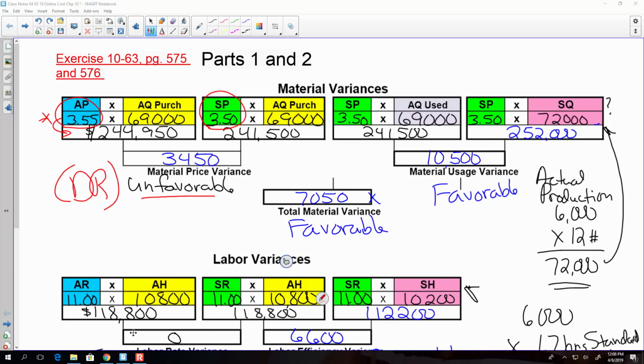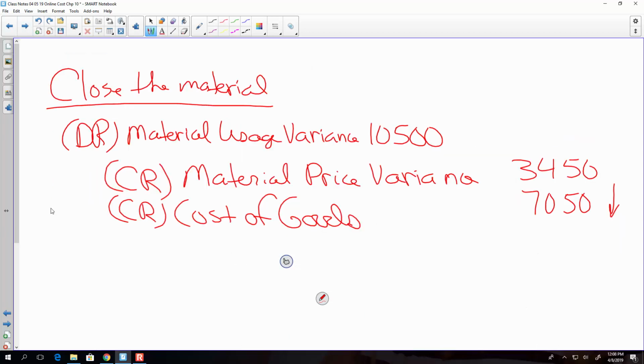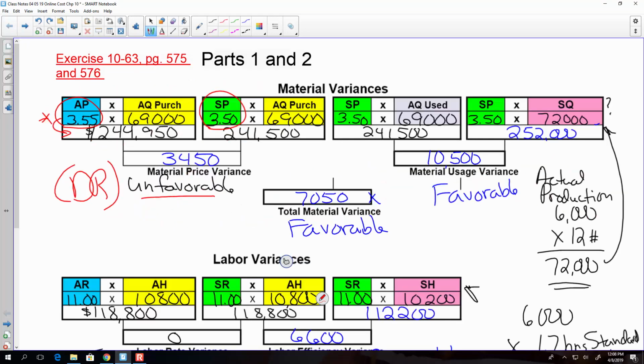So I've made the entry on the next page here. Oh, that's a different one. That's for closing it, so sorry. But basically, I would be debiting that $34.50, the dollar amount of the difference, when I make that entry.